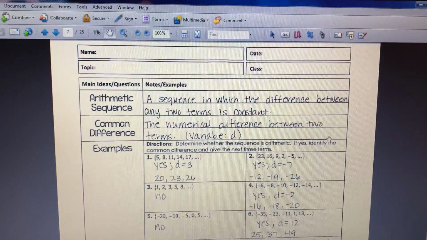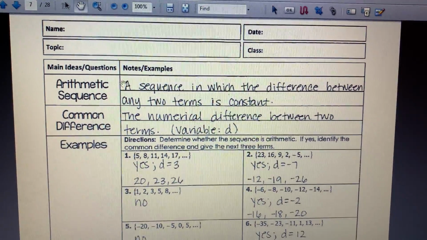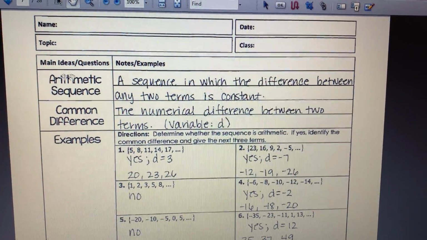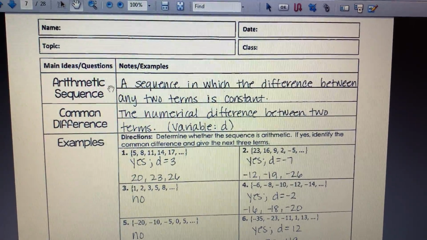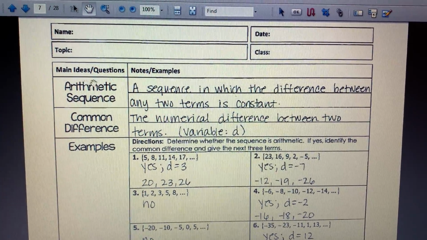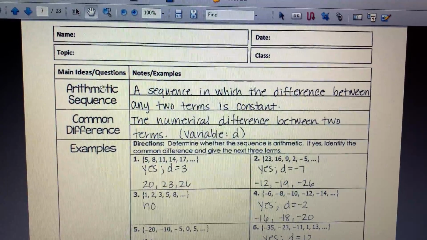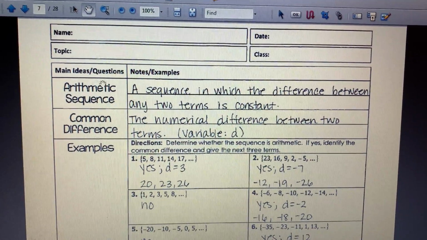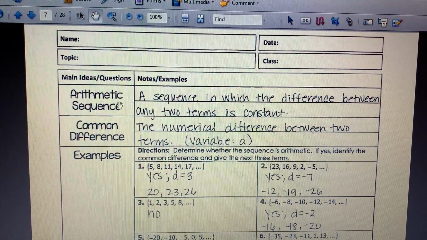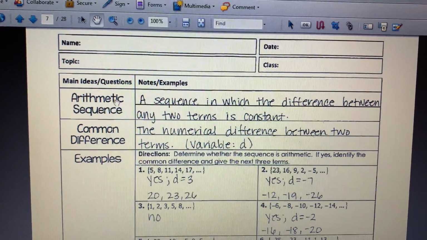So today we're going to look at a special type of sequence. It's called an arithmetic sequence. Now, arithmetic is like adding and subtracting. So all of the math that you did in grade school, that was like arithmetic. And so this sequence has to do with adding and subtracting.